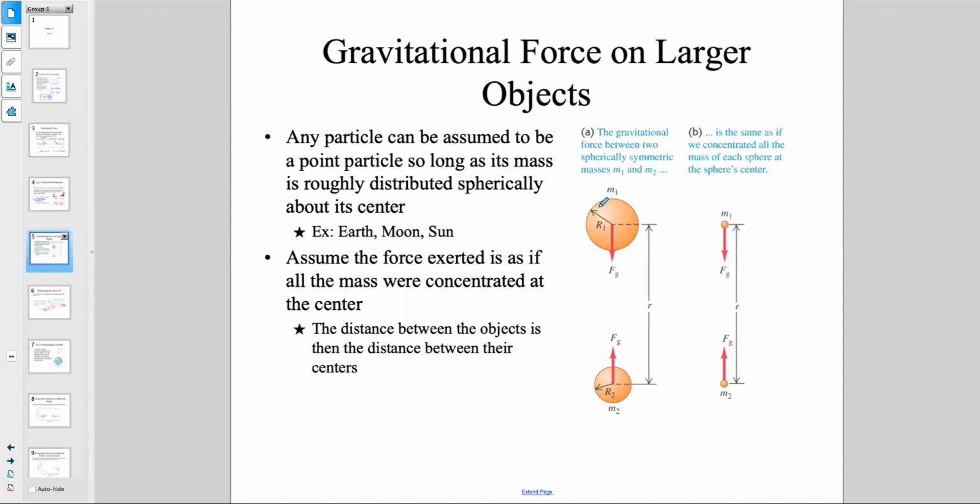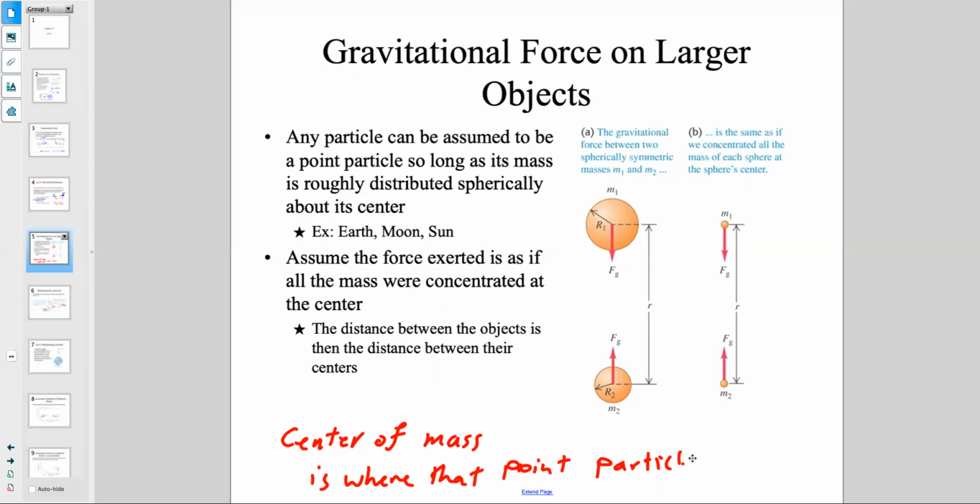Okay, so I can think of Earth being a point particle located at its center. I can think of the Sun being a point particle located at its center. So, in other words, where the center of mass is. So, center of mass is where that point particle is located. Right, wherever the center of mass is.